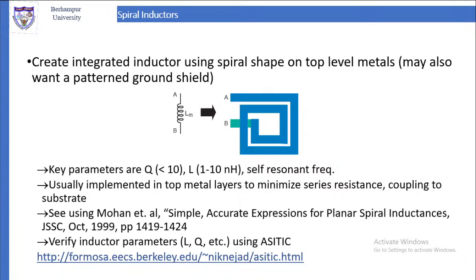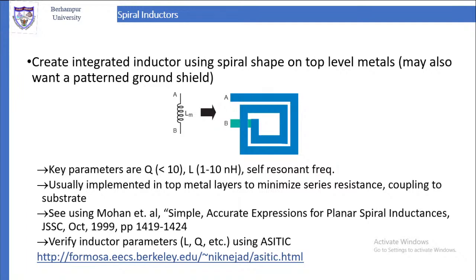So what you do is, let us take a coil and compress it into one plane. A coil which is in 3D, if you compress it into one plane, will become a spiral. So using spirals, we can get inductors. Spirals are good inductors.